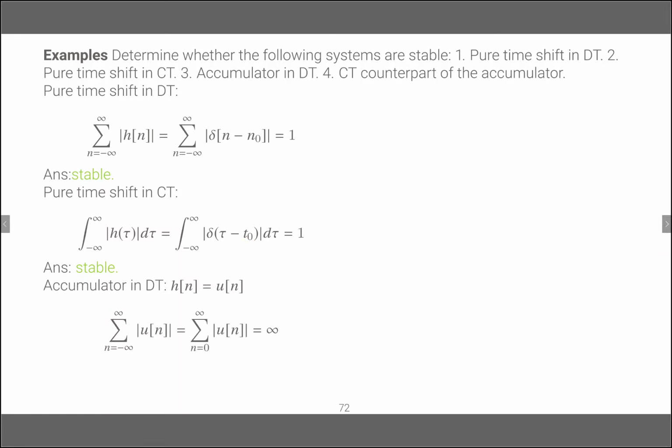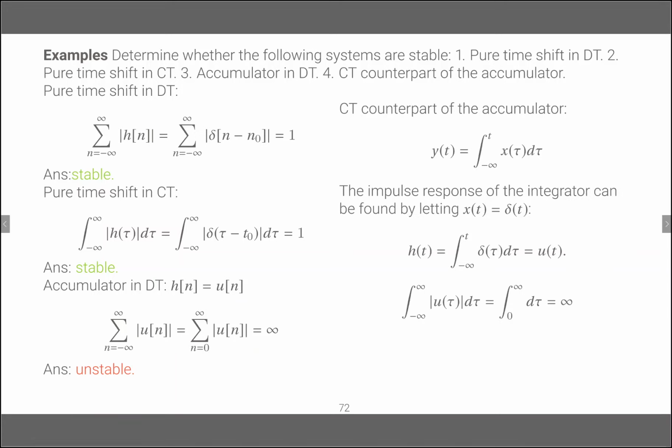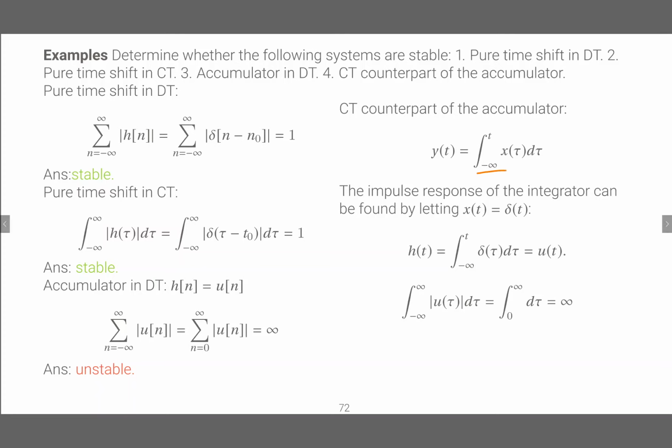Then the accumulator in discrete time: h[n] equals u[n] for the accumulator. So you try to get the absolute sum of u[n]. It is all ones going up to infinity, so the sum is actually infinity; it is not stable, it is unstable. Then the continuous-time counterpart of the accumulator, the running integral from minus infinity to t of x(tau) d tau. The impulse response of the integrator can be found by letting x(t) equals delta(t). So you put delta(t) here, and therefore h(t) is equal to u(t). If you integrate u(t) from minus infinity to infinity, you get infinity, so you can see it is also not stable.